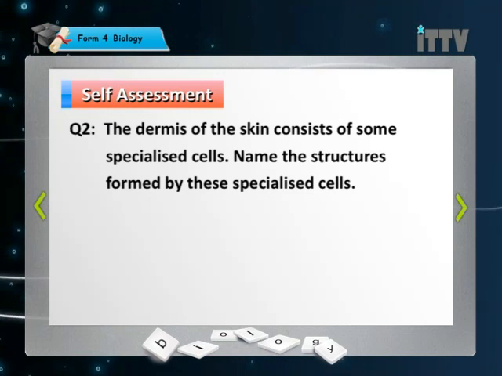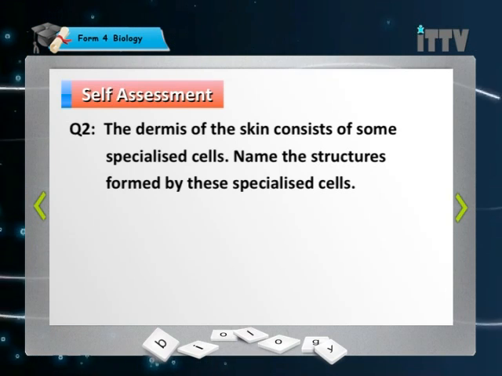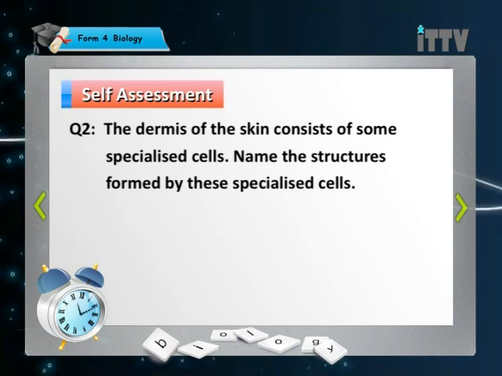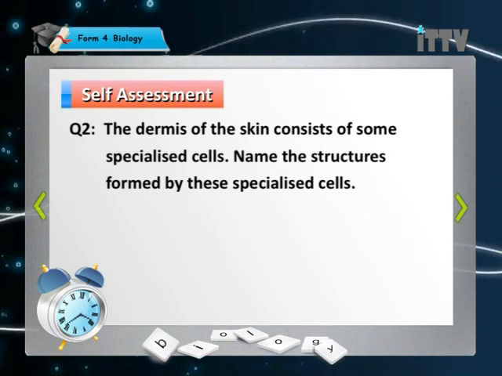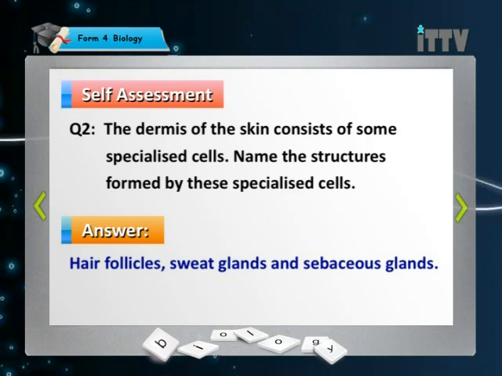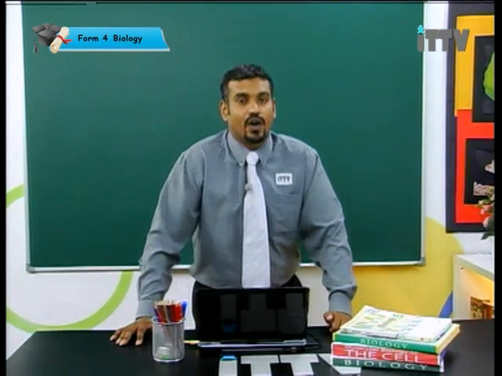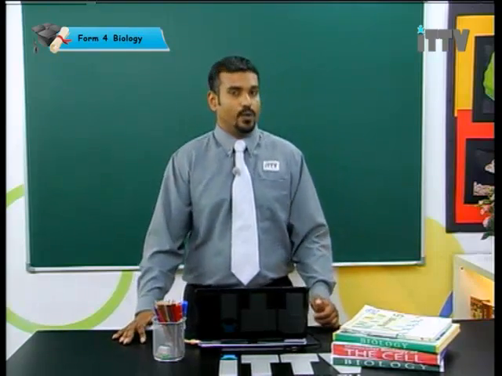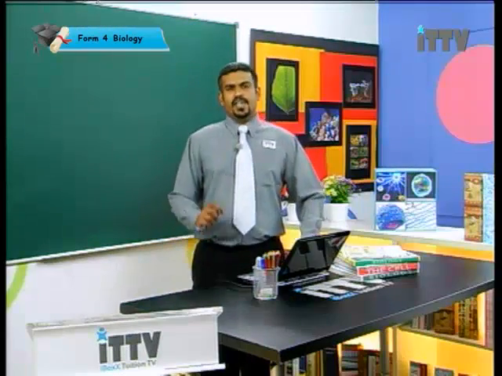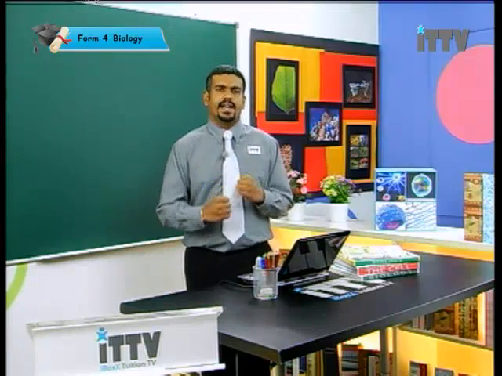Next question. The dermis of the skin consists of some specialized cells. Name the structures formed by these specialized cells. The answer: hair follicles, sweat glands, and sebaceous glands. Did you get the answer right? Yes, because we already saw it over and over again. So dear students, as you have seen, the answer should have been quite easy for you because we kept repeating again and again, right?